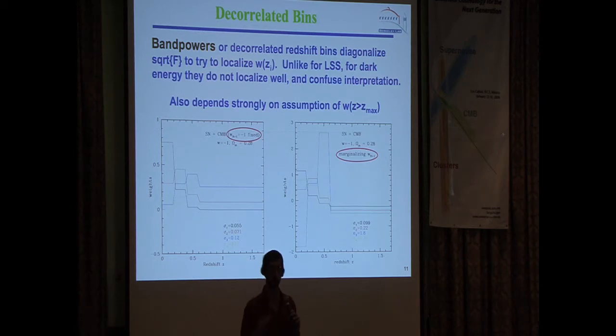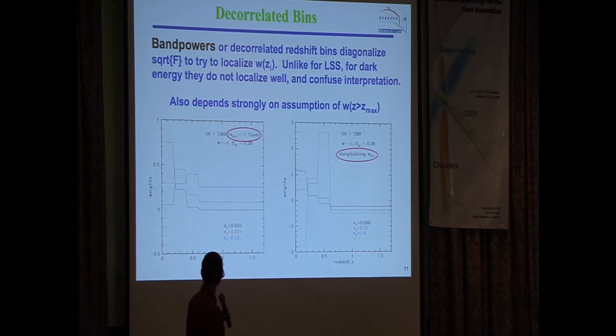And it turns out that for dark energy, you don't localize nearly as well as you do for large-scale structure. And so this is not actually a very useful method. You can decorrelate the bins, but you can't localize them. And it also depends very strongly on your assumptions.